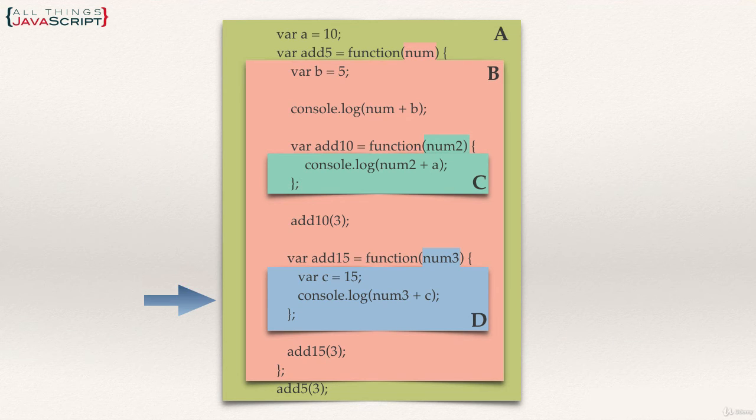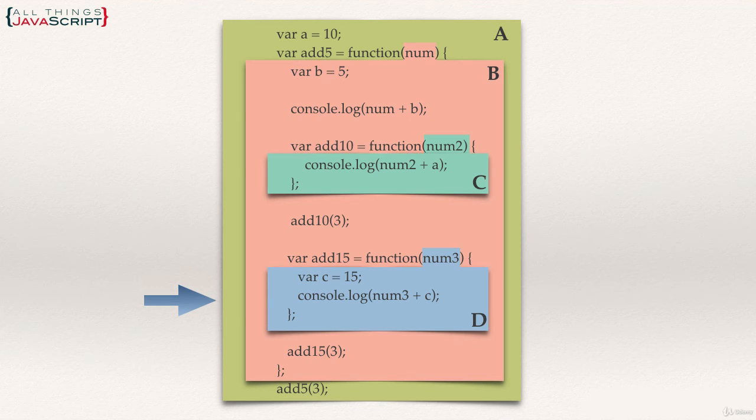It finds it within its own scope and returns a 3. It then searches for C. It finds it within its own scope and returns a 15. Adds those two together and prints out 18.